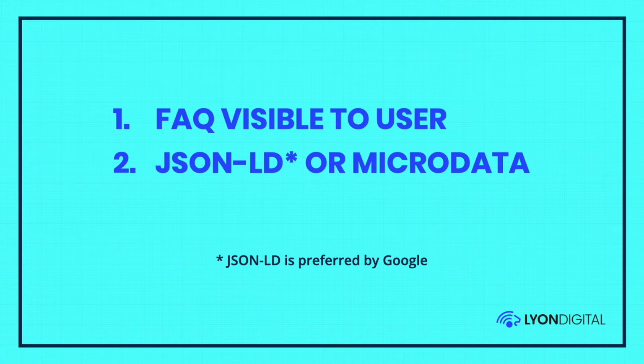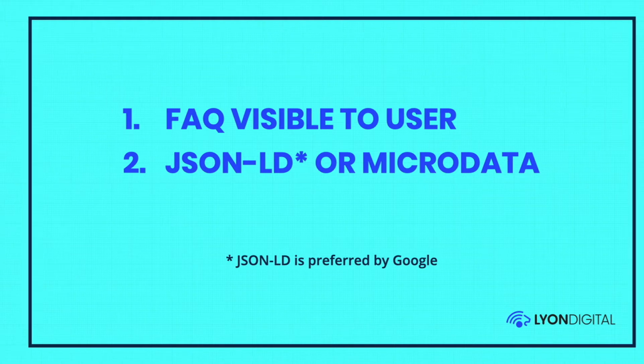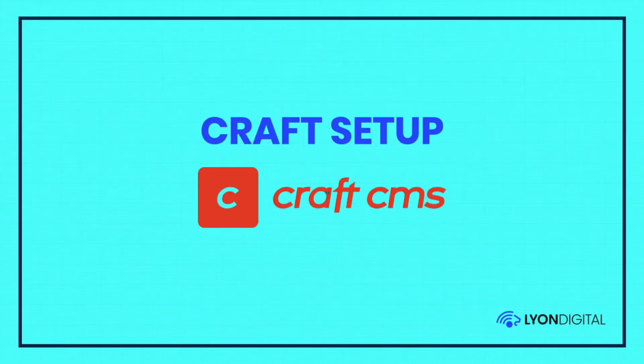And then also you can add the JSON-LD in the code itself. You can also use microdata, which you add straight up in the markup, but Google mentions that they prefer the JSON-LD, so that's probably the way to go. So let's take a look at the Craft setup I've got here.